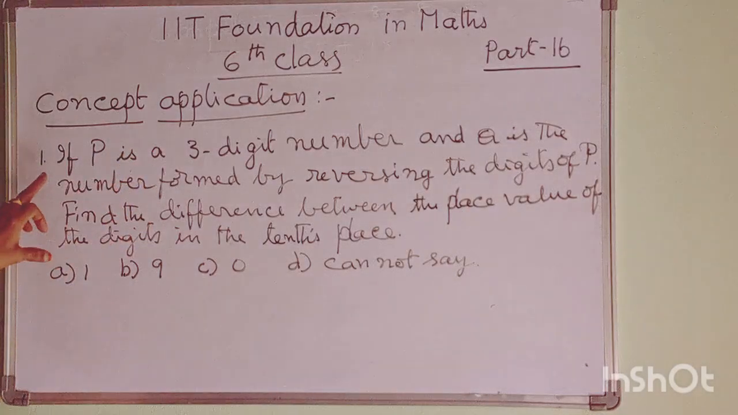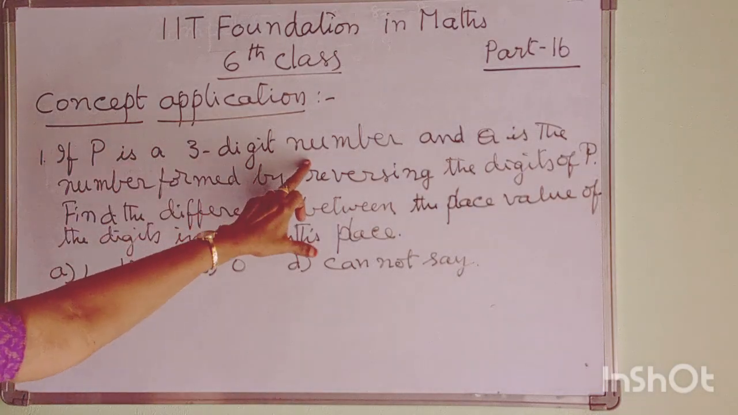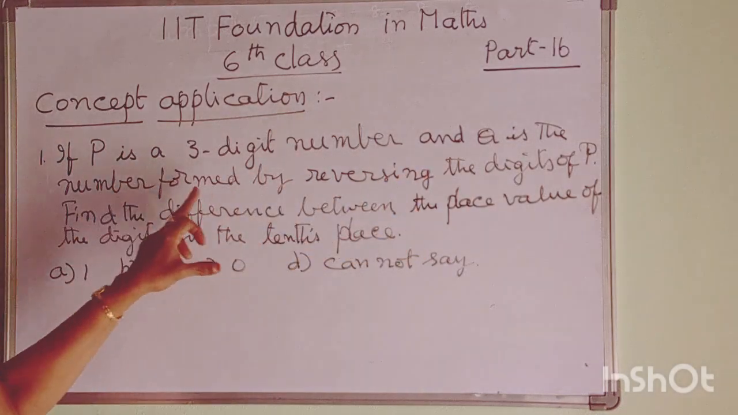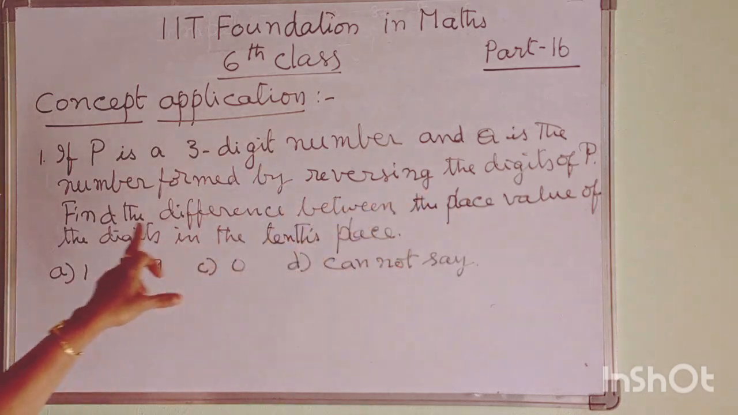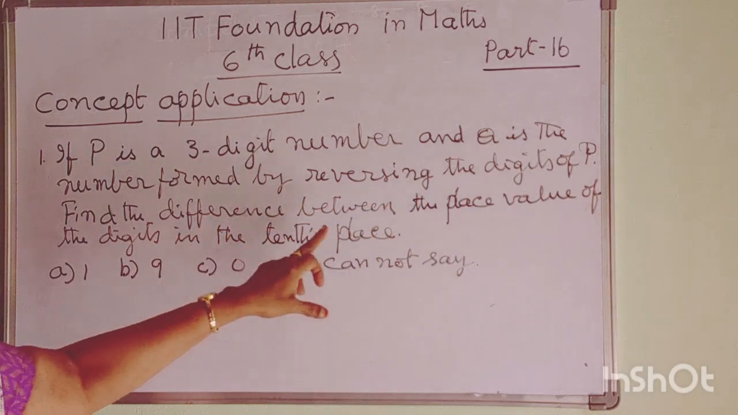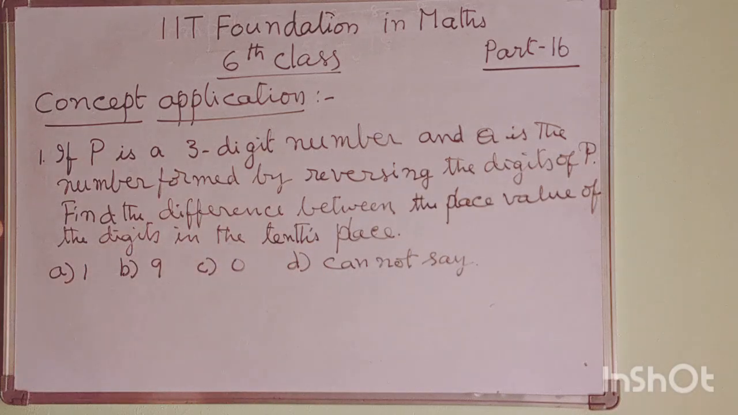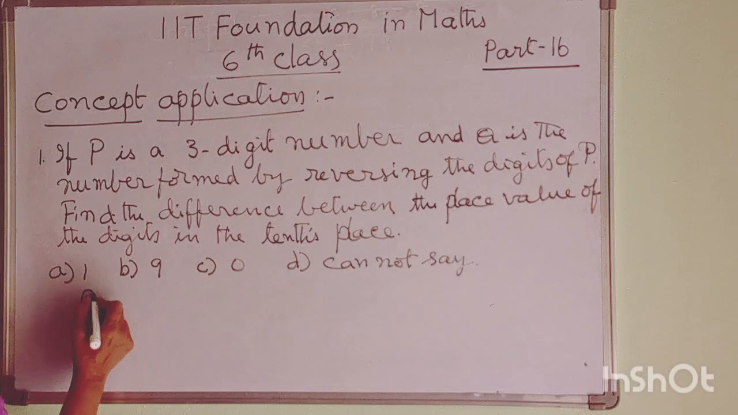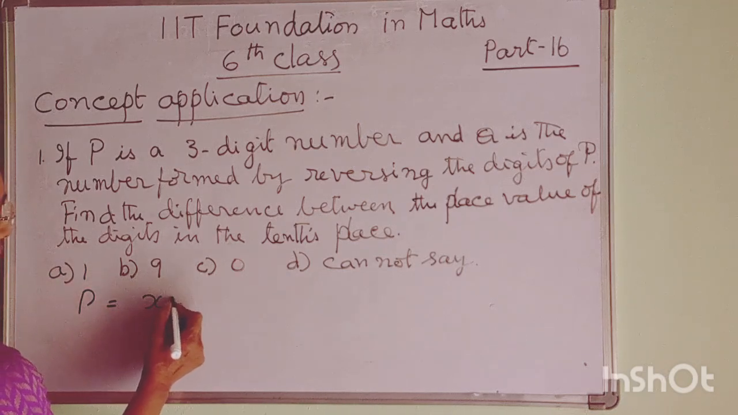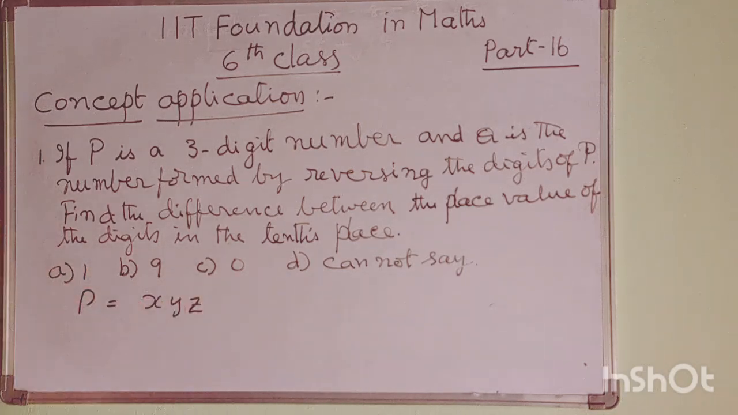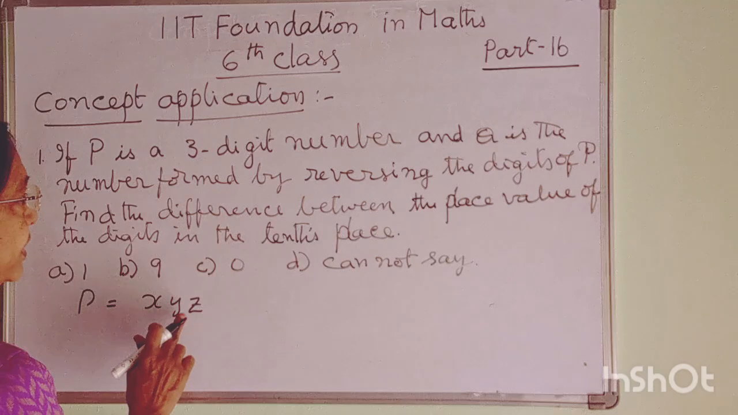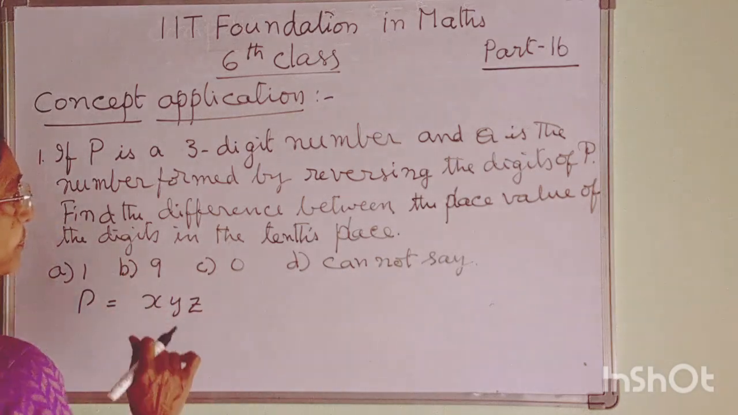Concept application. If P is a 3-digit number and Q is the number formed by reversing the digits of P, find the difference between the place value of the digits in the tens place. P is a 3-digit number. So let P be equal to some XYZ, where X, Y and Z are the digits.